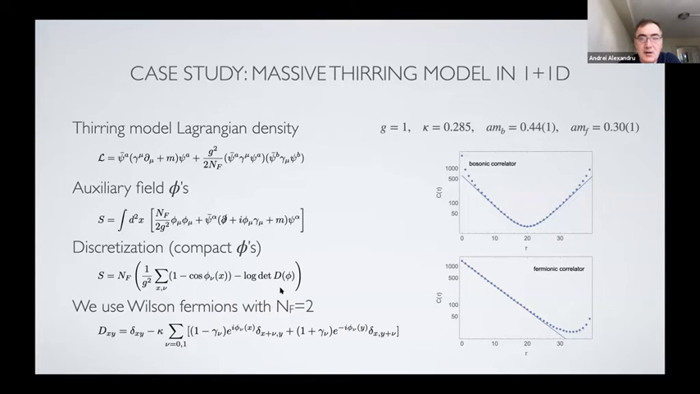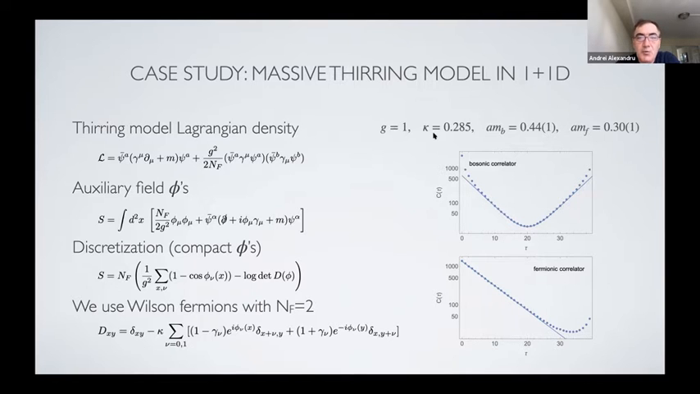Now, there are two parameters that appear in this action: the mass of the fermions and the strength of the coupling. In terms of this lattice action, we set the strength of the coupling to 1, and the parameter kappa that is related to the mass of the fermion is set to 0.285, which corresponds to a negative bare mass.